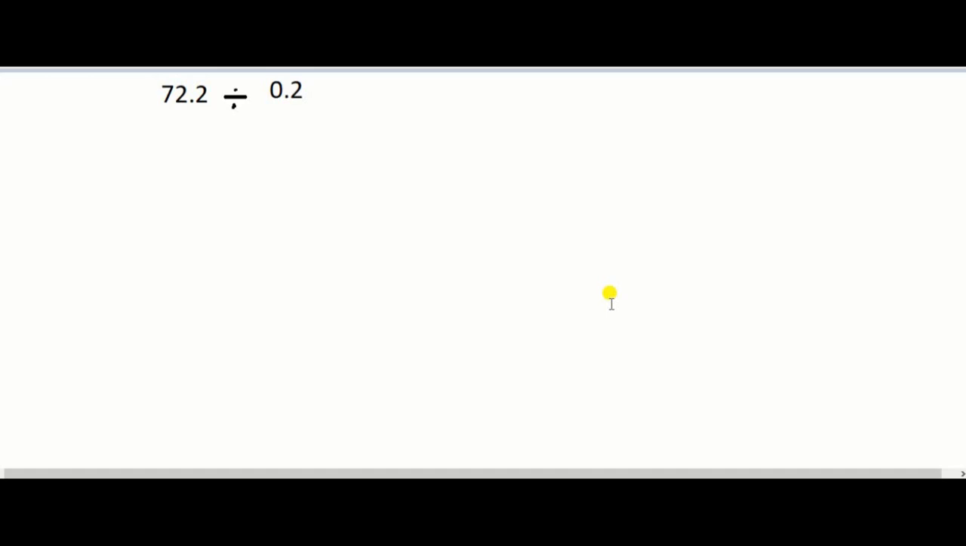Since we have 1 dp, 1 decimal place for the first number, that is 72.2, we can multiply this by 10, and we also can multiply 0.2 by 10. This is the same thing as moving the decimal point one place to the right. So we can move the decimal point one place to the right.